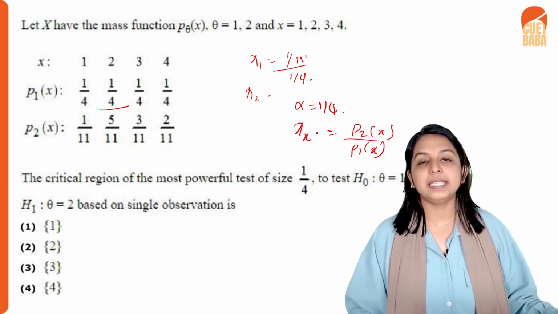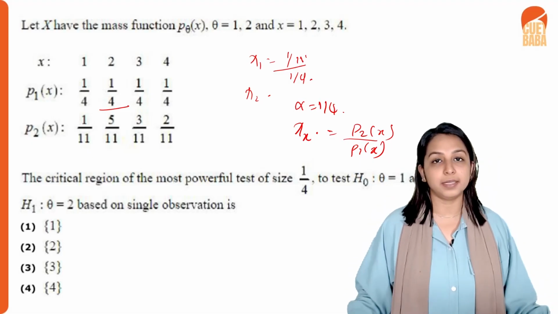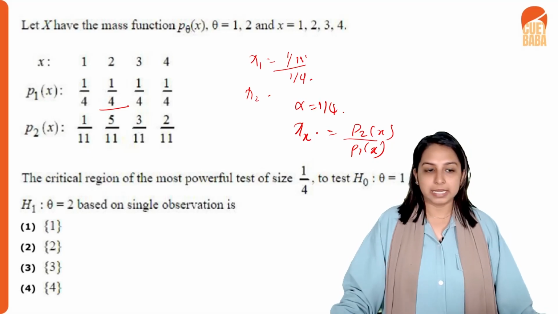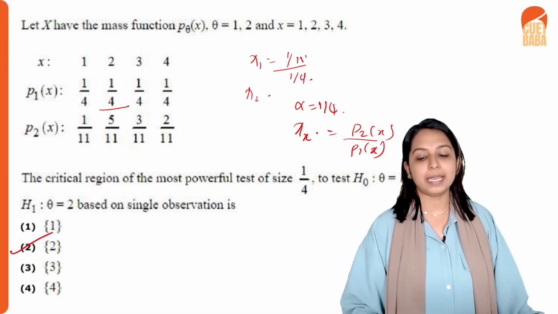And if we go on to see lambda 1, lambda 2, etc., we can see the set of x such that lambda of x greater than k will be the critical region, and the answer will be option 2, that is set 2 will be the right answer.